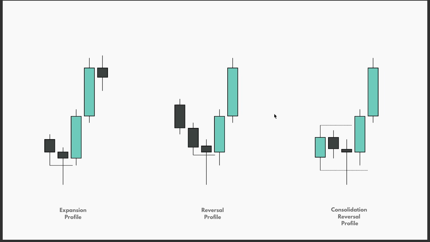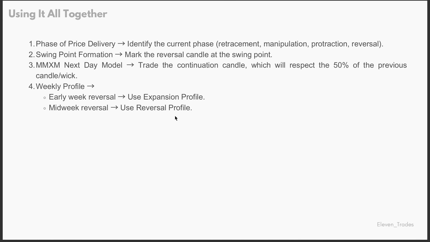It is simple. Now, using it all together, you have to identify the current phase of price delivery, the swing point formation, and use the next day model or the TTrades Fractal model, and then add the weekly profile for additional information. And now we will go over the examples. We will cover it only on the daily chart, and in the second video we will combine it with the intermediate time frame, and how to confirm the change in the state of delivery after confirming the daily bias.